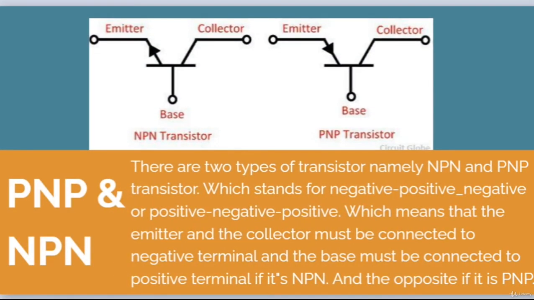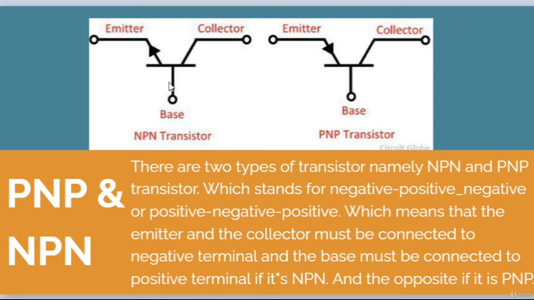PNP and NPN. There are 2 types of transistor, namely the NPN transistor and the PNP transistor, which stand for negative positive negative and positive negative positive. That means that the emitter and collector must be connected to the negative terminal, and the base must be connected to the positive terminal if it is NPN, and the opposite if it is PNP. So we have 2 types. The first type is NPN and the second type is PNP. The first stands for negative positive negative, and the second stands for positive negative positive.